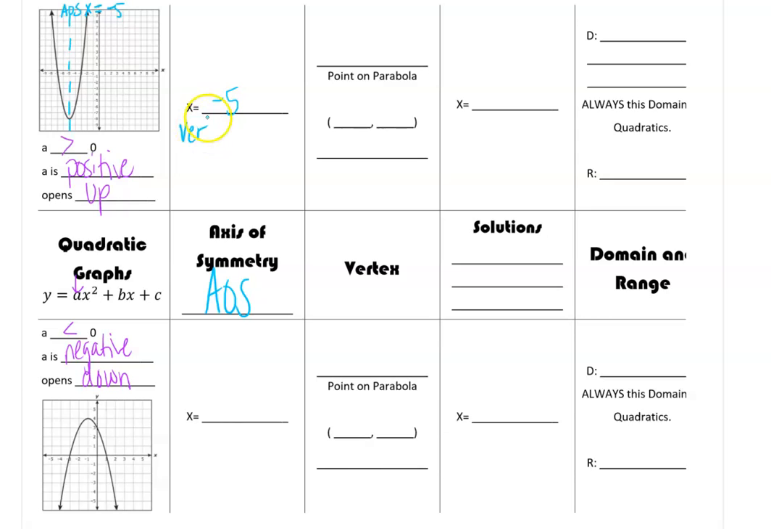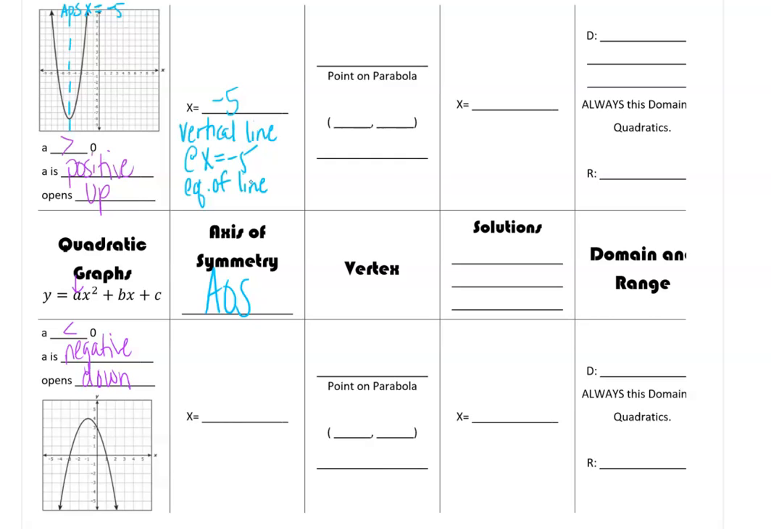So it is a vertical line, okay, at x equals -5. And x equals -5 is the equation of the line of the axis of symmetry. So it's a vertical line straight down it.